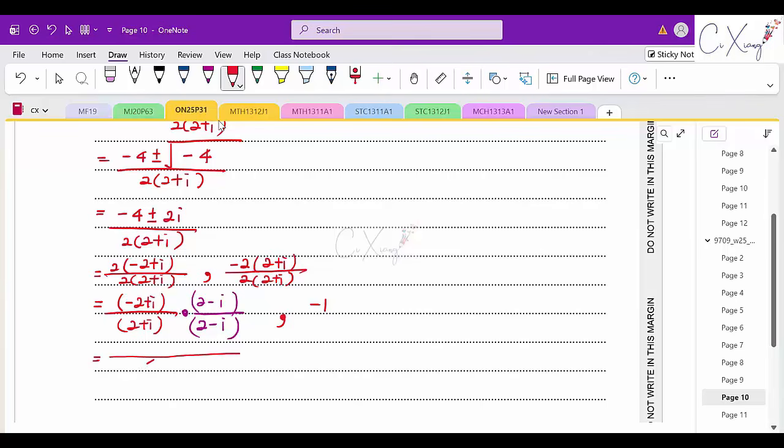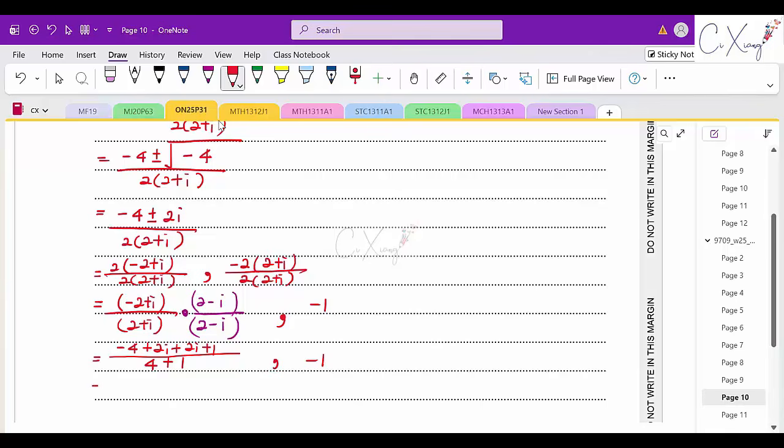For the numerator here, I'm having 2 times 2 is a 4, 2i minus 2i becomes 0, then negative i squared becomes positive 1. Negative 2 times 2, you get negative 4. Negative 2 times negative i, you have positive 2i. Then positive 2i. Then negative i squared, you get a positive 1.